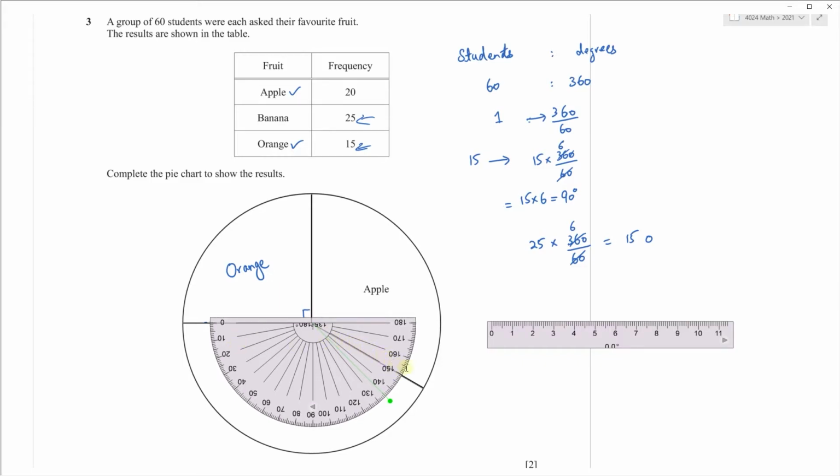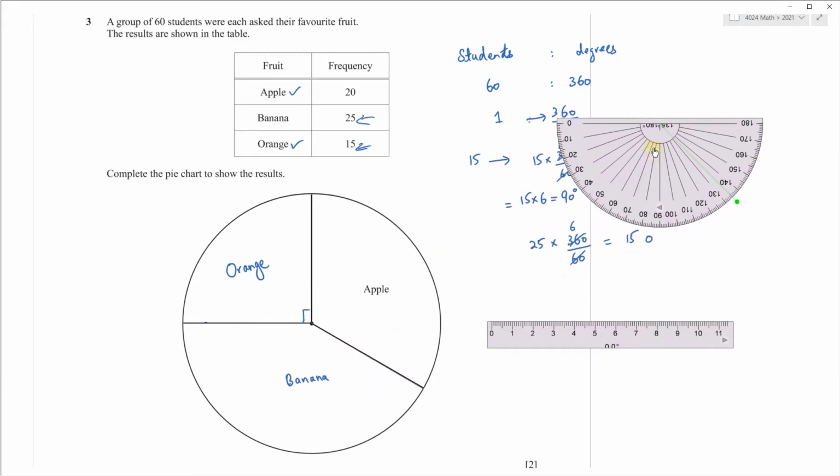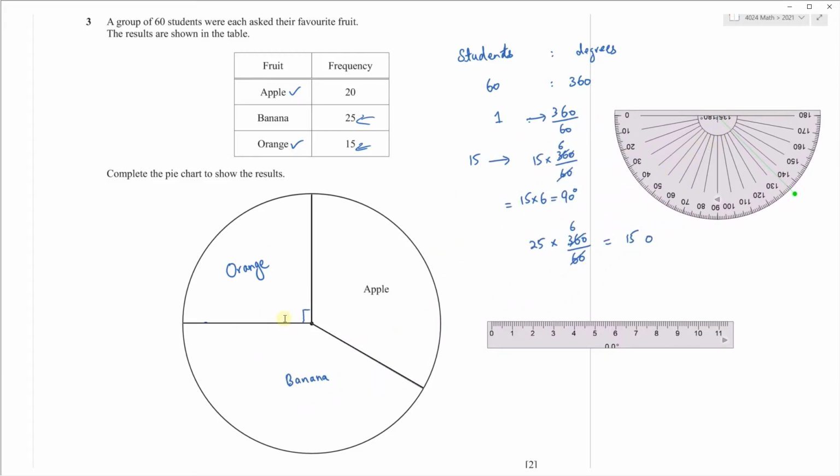So this is 150 degrees here. So that's how you will complete this pie chart.